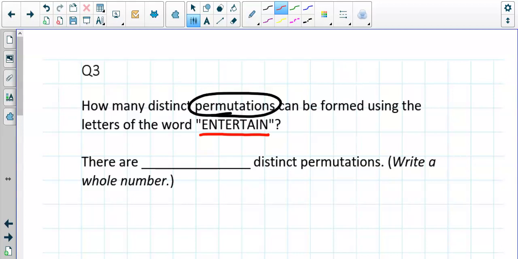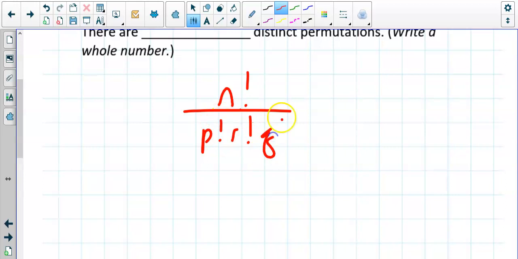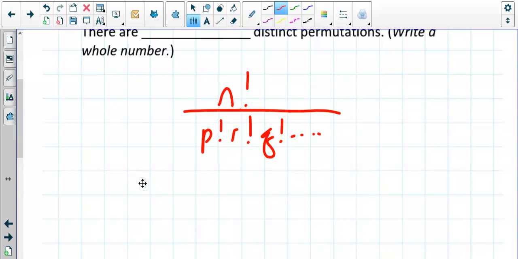So if you don't remember that formula, it looked like this. You had n factorial on top, and then you had p factorial, r factorial, q factorial, and it kept going depending on how many repeats you had. Okay? So that's what we need to run here.